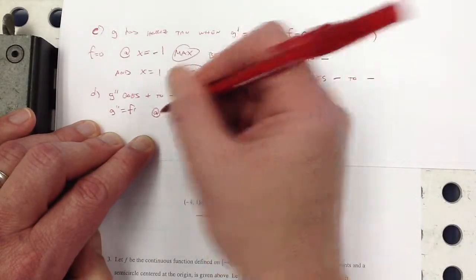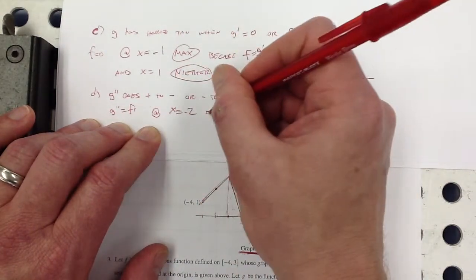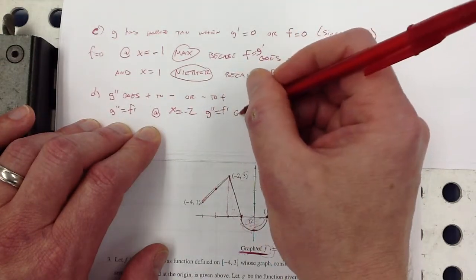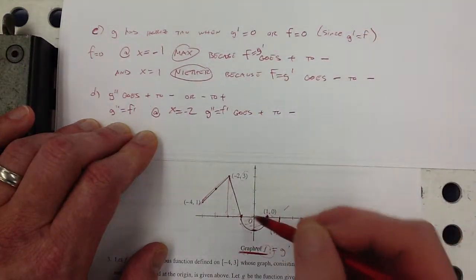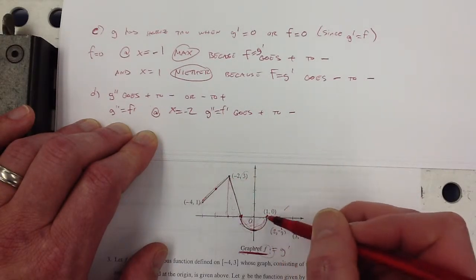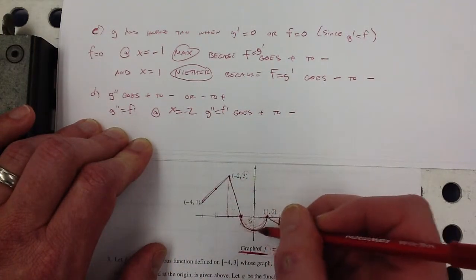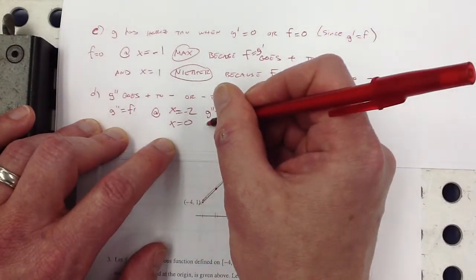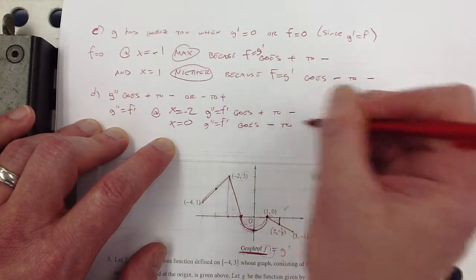So at x equals -2, G double prime, which is equal to f prime, goes positive to negative. And then it keeps going down here. It looks like the slopes go from negative to positive, right? I'm talking about f prime values now. That is the slope of what we're looking at. They go from decreasing to increasing. So that would be at x equals 0, G double prime, which is equal to f prime, goes negative to positive.